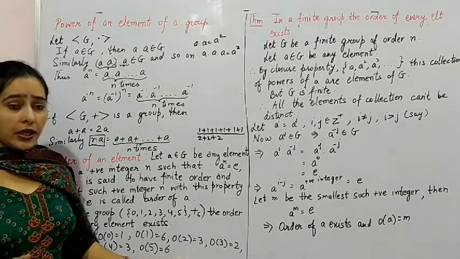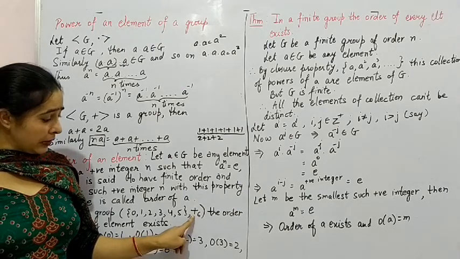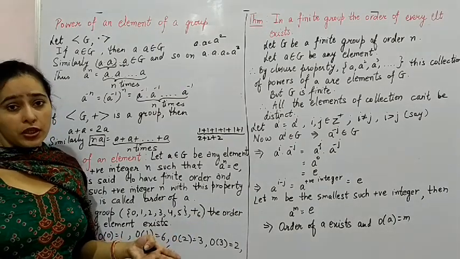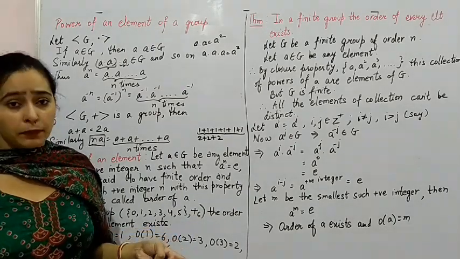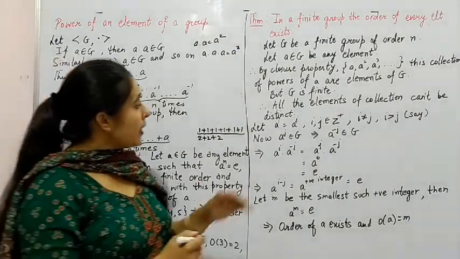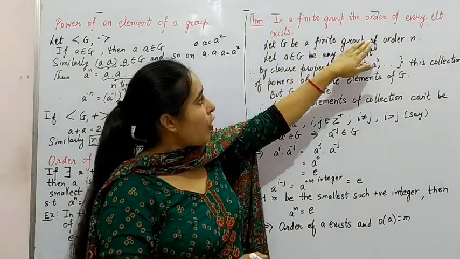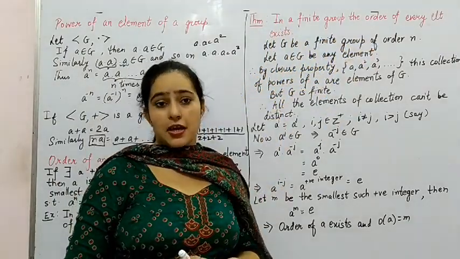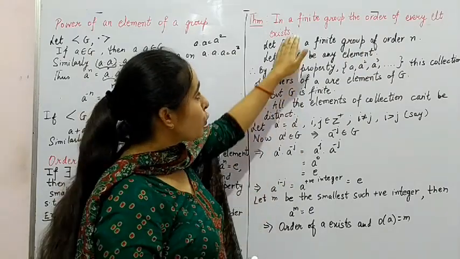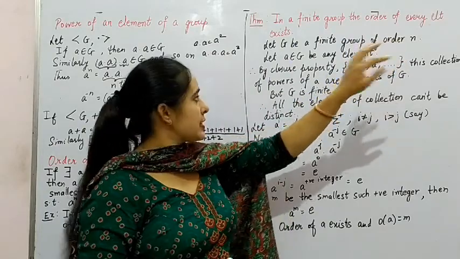Here we are adding because the binary operation is addition. If there were multiplication, then we have to check how many times I have to multiply to get the answer identity. Now, let's come to a theorem. In a finite group, the order of every element exists. We will show that if the group is finite, then the order of every element exists.